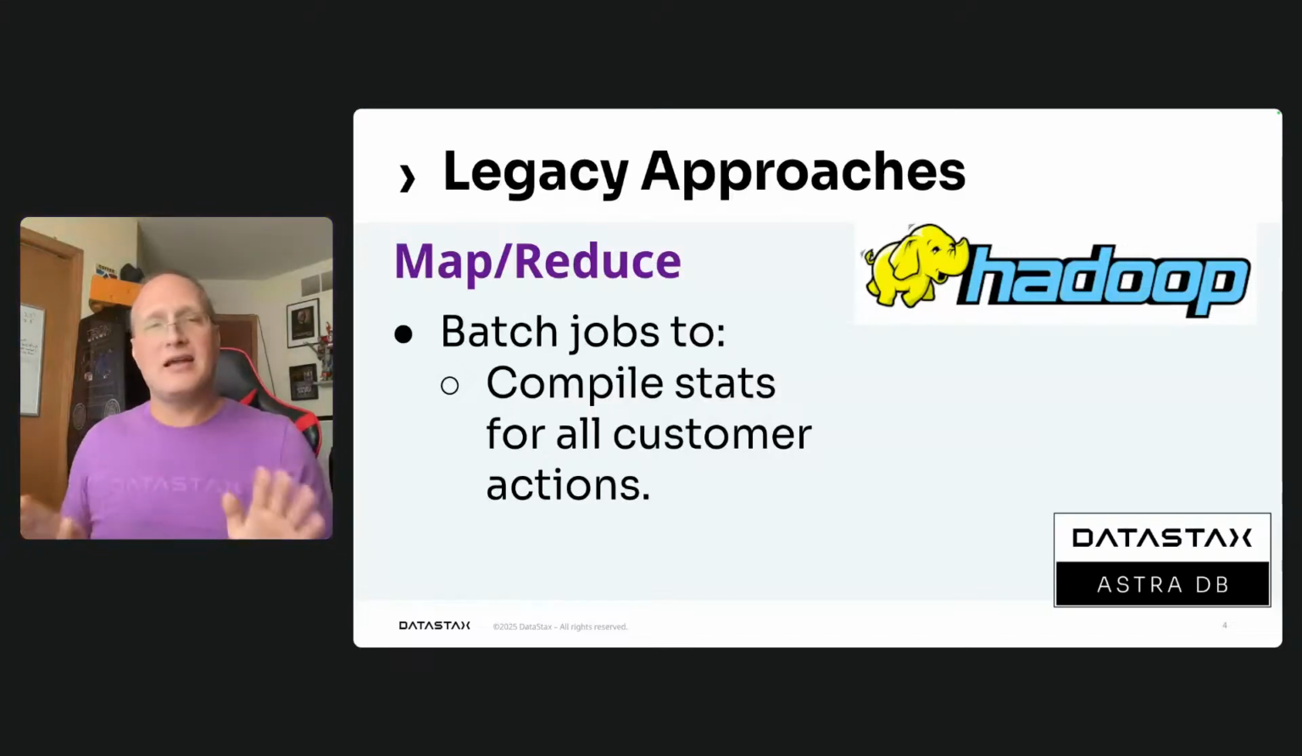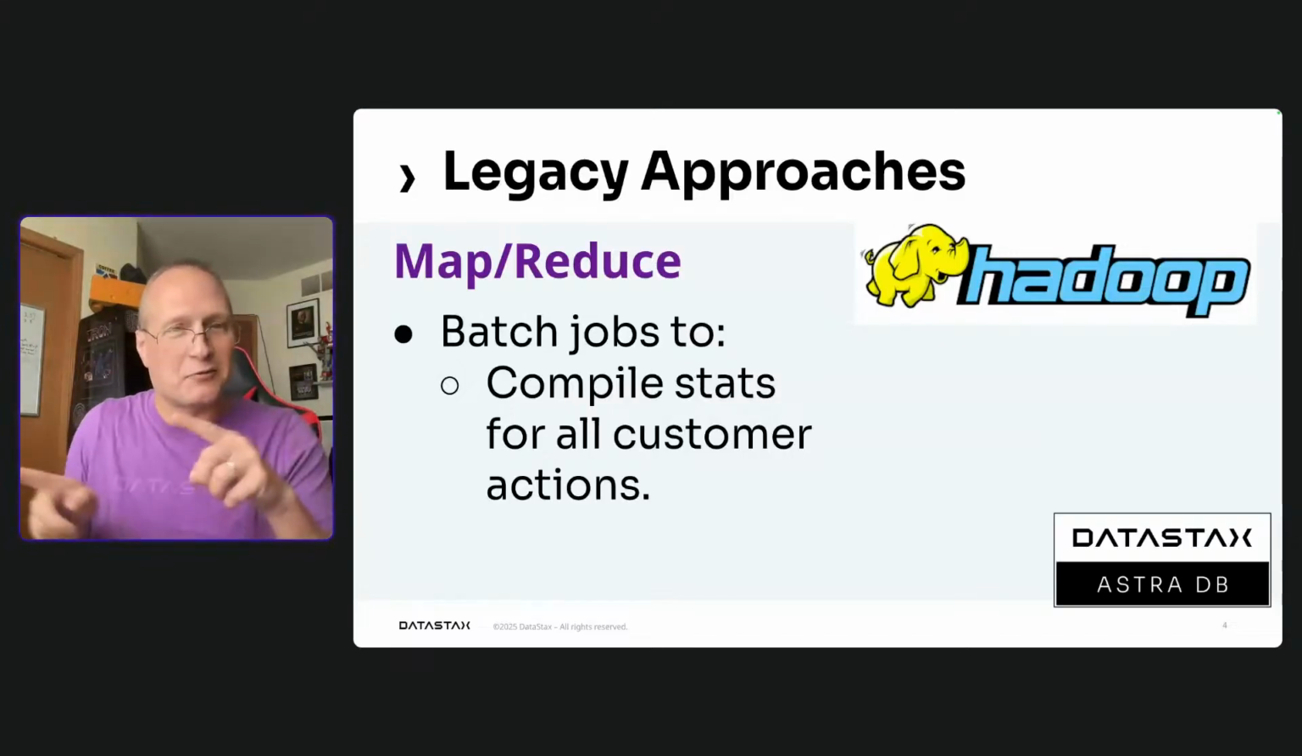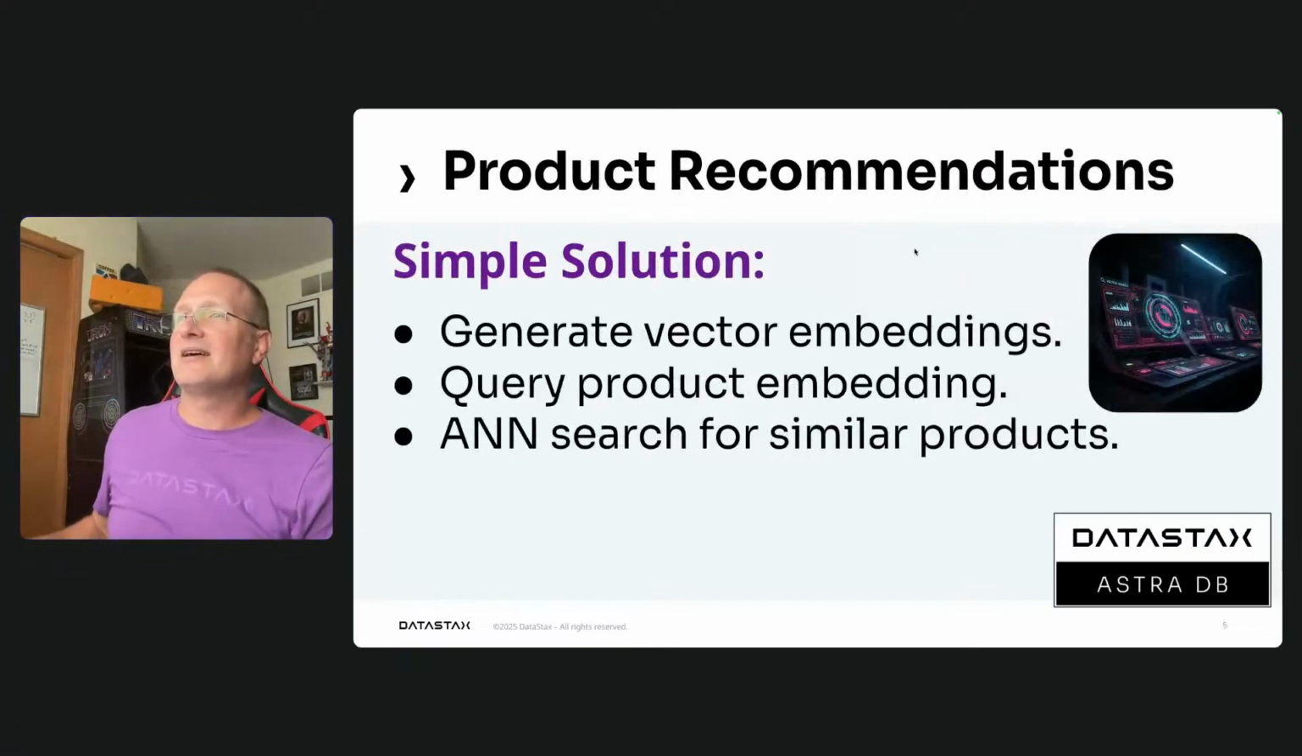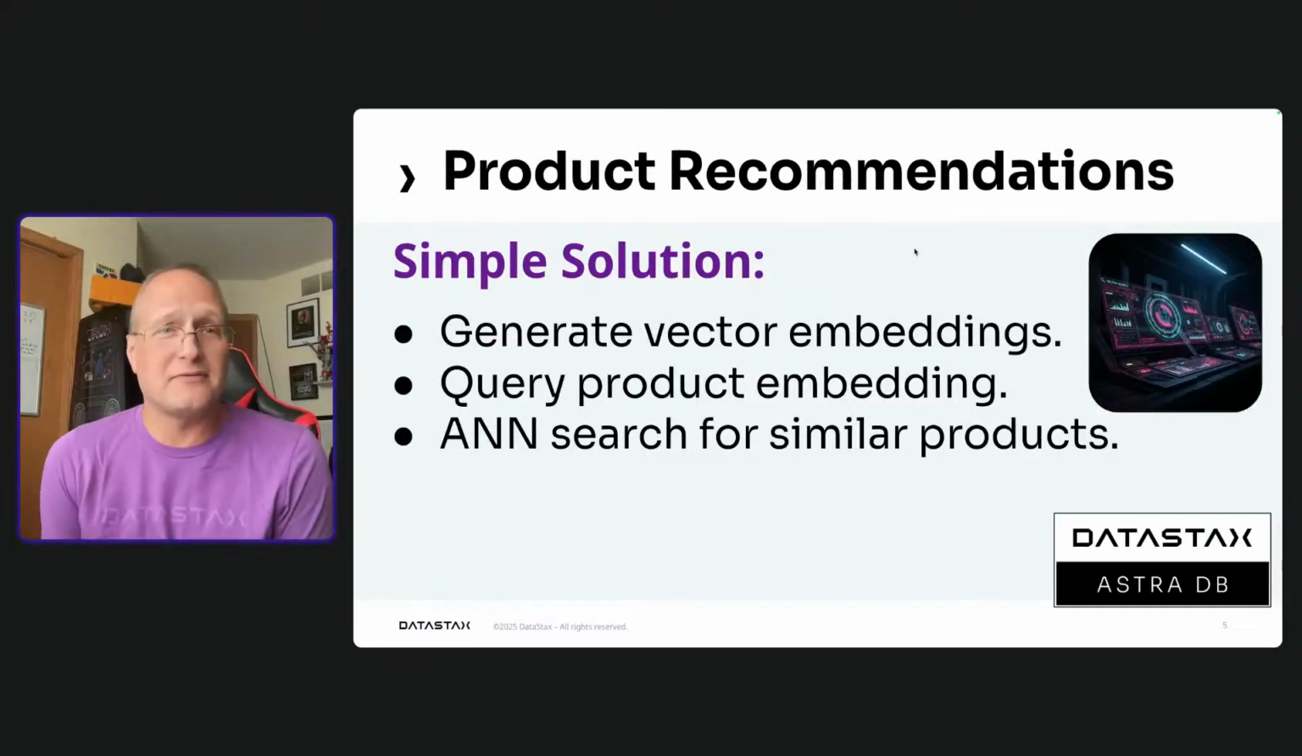So anyway, generative AI gets us around this. All right, so a simple solution for product recommendations. The first thing you need to do is generate vector embeddings.